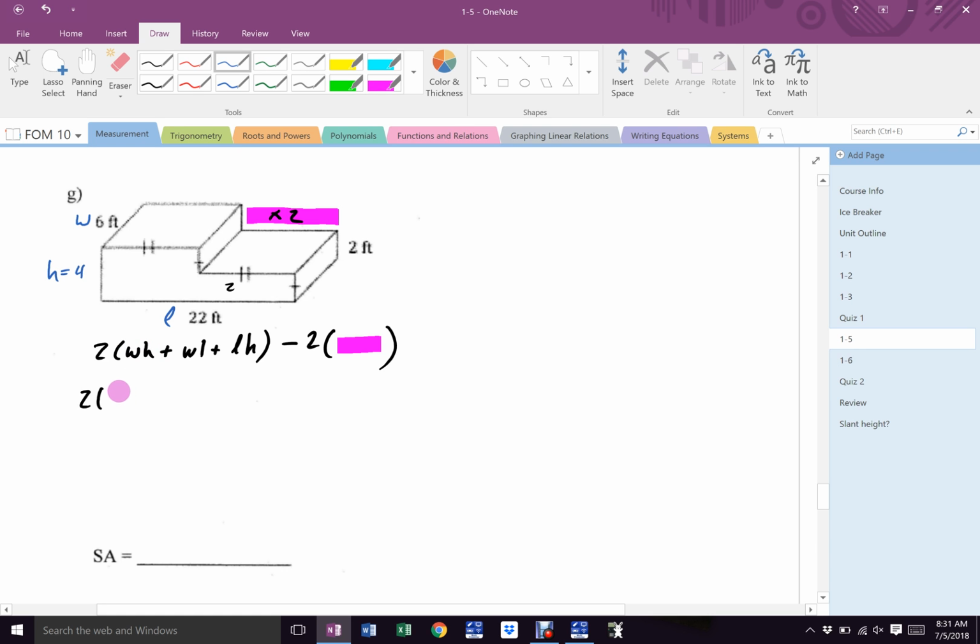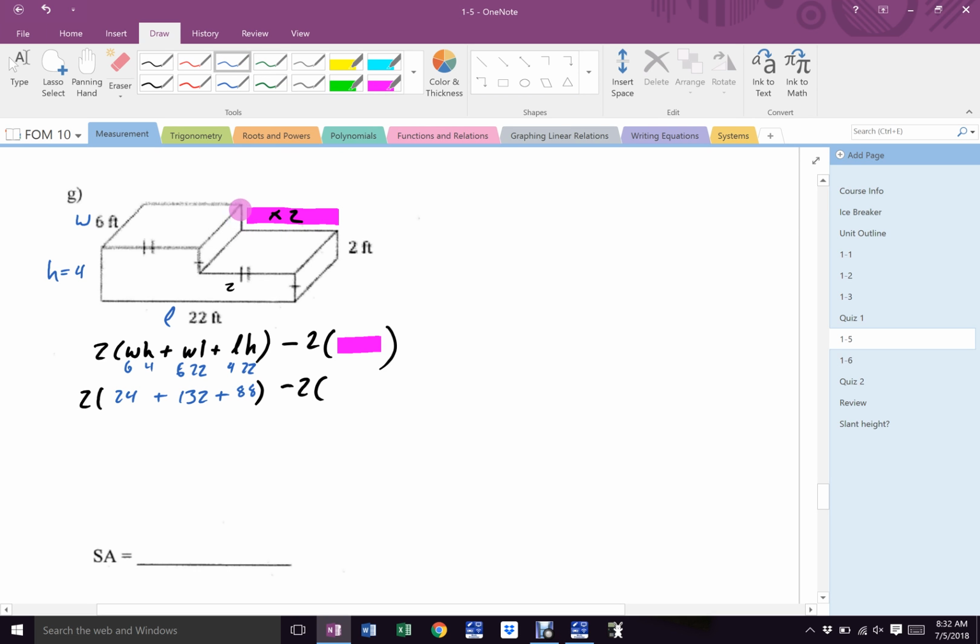So WH is 6 times 4. I'm just going to do that in my head, right? 6 and 4, 24, plus WL, 6 and 22. Which is 6 times 20 is 120 and 6, 132. Plus LH, 88. Everyone agree? 6 by 22 and 4 by 22. And what's this guy? Minus 2.